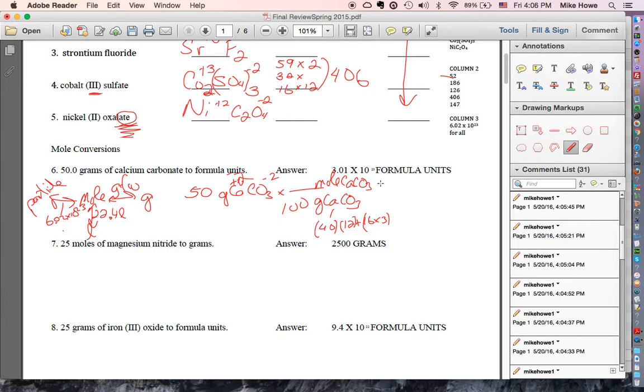Okay, then you're going to put moles of calcium carbonate on the bottom so that it cancels up here. You're going to put formula units on top and use Avogadro's number, because when you're going back and forth between moles and formula units, you use the 6.02 times 10 to the 23rd.